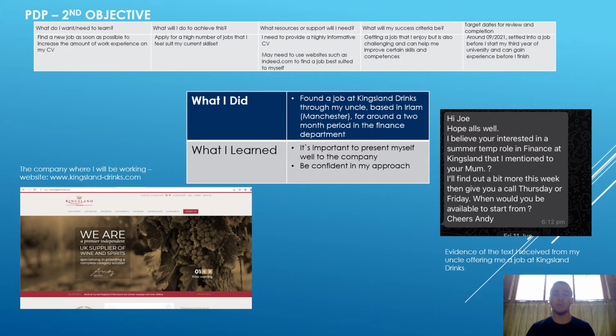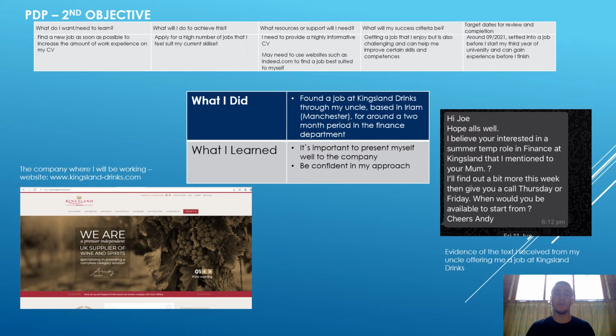I managed to get a job at Kingsley Drinks, shown to the left, based in Earlham, Manchester, through my uncle, which will involve me working for a few months in their financial department, an area that I'm particularly interested in. This job offer was really important for me. I was in some desperate need of some work experience in that particular area in order to give me a higher chance of moving into that field after I graduate. It'll help me gain knowledge of how the department functions and what the day-to-day challenges in the sector are.